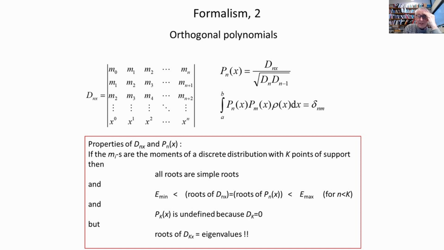And if it is possible to generate these determinants up to a high enough order, then the roots of this polynomial are exactly the eigenvalues of the distribution. And this is actually all which is necessary. And now I will illustrate this with some examples to see how this proceeds.